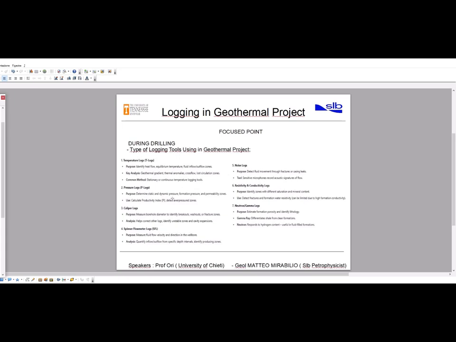Generally we make logs, for example temperature logs, or just called T-logs. Purpose: identify heat flow, equilibrium temperature, fluid inflow and outflow zones. And we also have pressure logs. We have P-logs, purpose: determine static and dynamic pressure, formation pressure and permeability zones. We also have the caliper logs. The purpose is to measure the borehole diameters and identify the breakout and washout fractures.